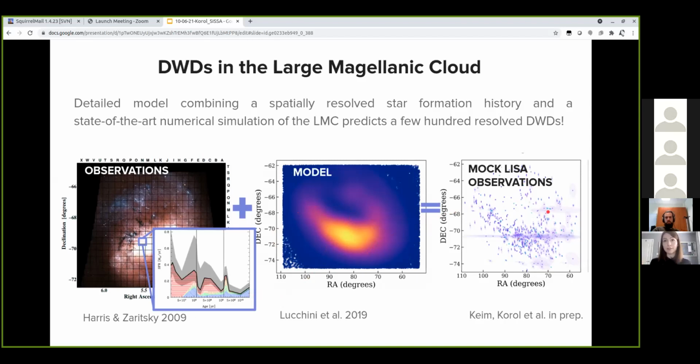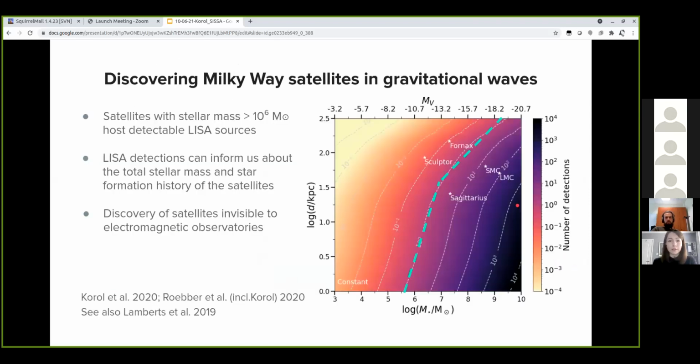So, mock binaries detectable by LISA. And here you have something like 300, 400 binaries. Each binary has an ellipse, and that ellipse is the error on the sky position. So you can see that the majority of those ellipses are very small. So LISA will actually spatially resolve the Magellanic Cloud in gravitational waves. And it means that we'll have a lot of opportunities now for LISA studies for this galaxy. But what about other satellites?